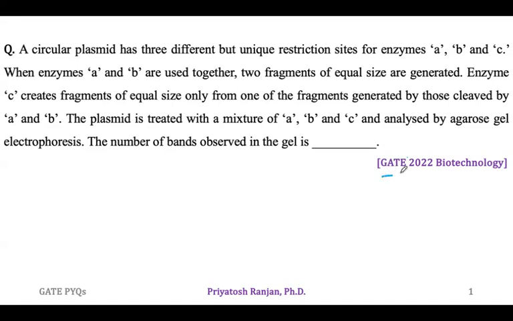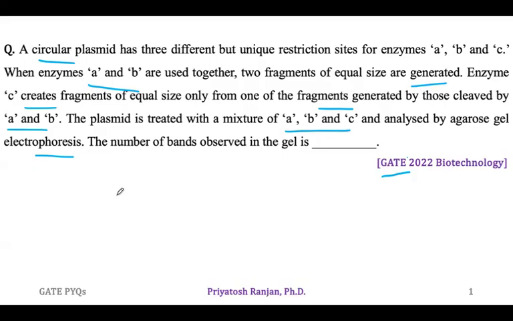Welcome everyone. Here is a question from GATE 2022 Biotech exam. The question says, a circular plasmid has three different but unique restriction sites for enzymes A, B, and C. When enzymes A and B are used together, two fragments of equal size are generated. Enzyme C creates fragments of equal size only from one of the fragments generated by those cleaved by A and B. The plasmid is treated with a mixture of A, B, and C and analyzed by agarose gel electrophoresis. We need to mention the number of bands observed in the gel.